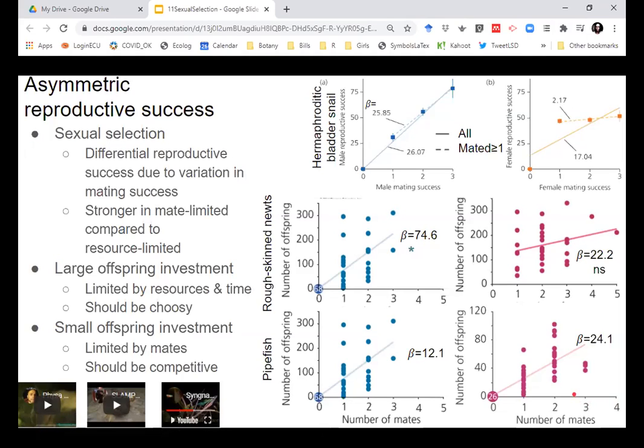So the lower investment, we're not really talking about male and female. We're really talking about who's investing more in the offspring. And it doesn't really have to do with an innate difference between males and females. It has to do with their resources put into this. And so for sexual selection, we tend to see that no matter what the sex, the larger your investment in the offspring, and so you're more limited by your resources and time, you should be choosy. So that's not the number of mates, it's selecting the right mate.